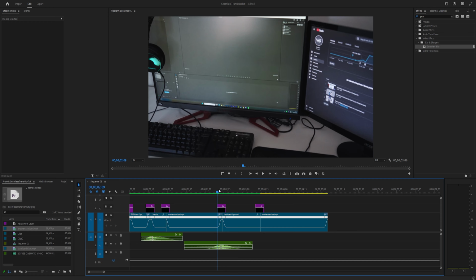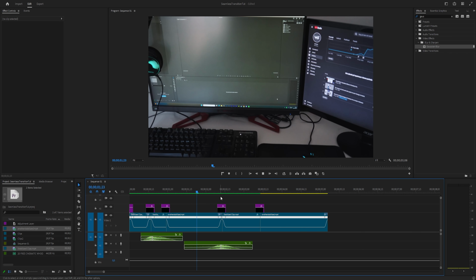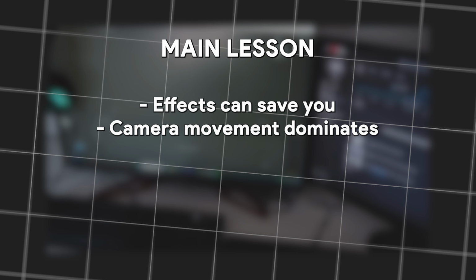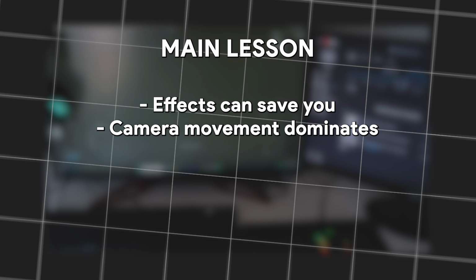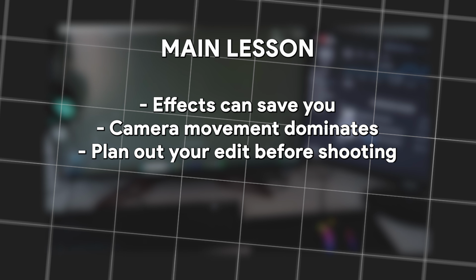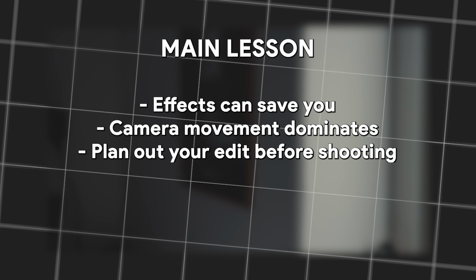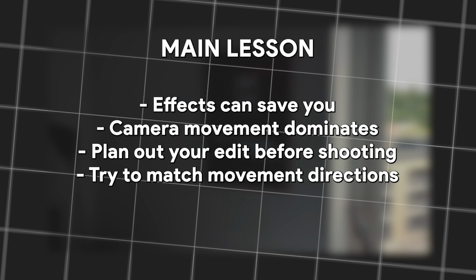Also, another thing is that you should always plan out your shoots, so the movement just flows really nice like this. And that's pretty much the difference between a random transition and one that actually feels seamless. The effects can help, but the camera movement is what makes it work in the end. So next time you go to shoot, I hope you will remember this video and think about the edit before you press record, and try to match the direction of motion when you're recording.